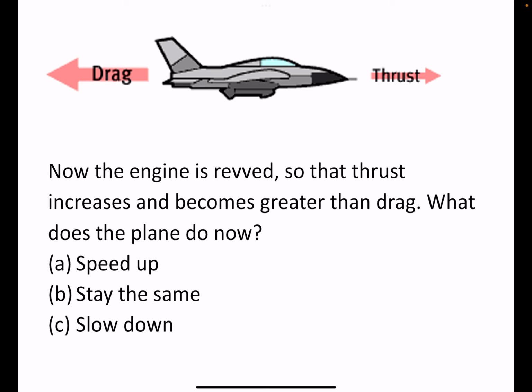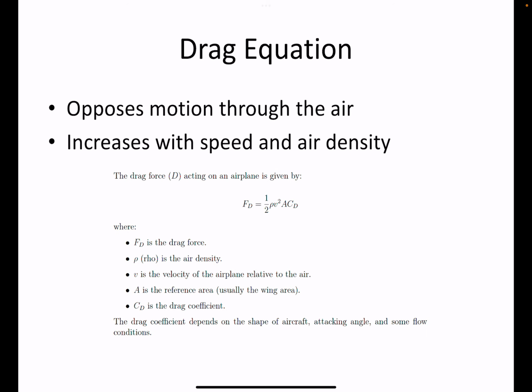Now next, the pilot restarts the engine so that thrust increases and becomes greater than drag. What does the airplane do now? And the answer to our question is the airplane will speed up because thrust is now greater than the opposing force of drag. The airplane accelerates.